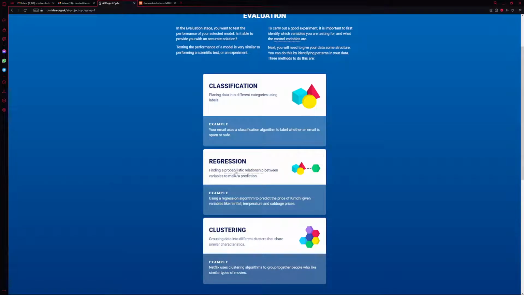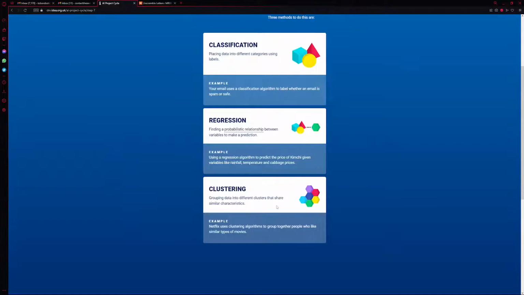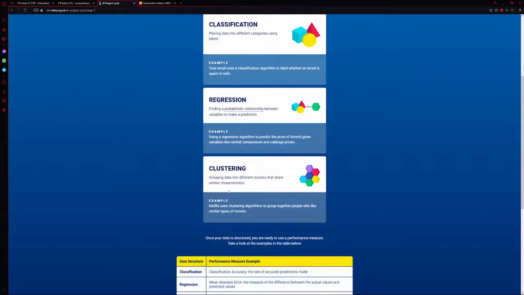Regression is finding a probabilistic relationship between variables to make a prediction, a connection two variables are likely to have. An example would be using a regression algorithm to predict the price of kimchi given variables like rainfall, temperature, and cabbage prices. Clustering, grouping data into different clusters that share similar characteristics. Example, Netflix uses clustering algorithms to group together people who like similar types of movies.